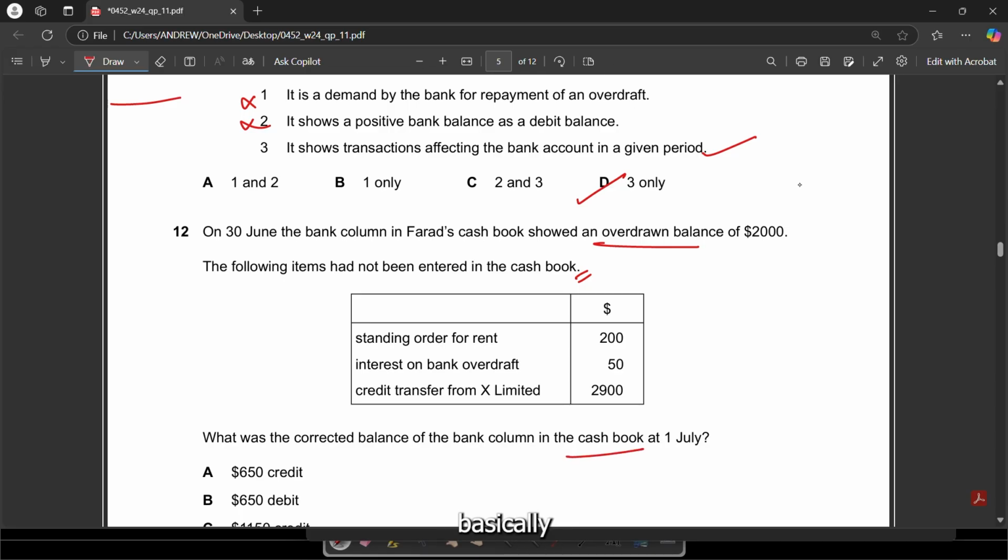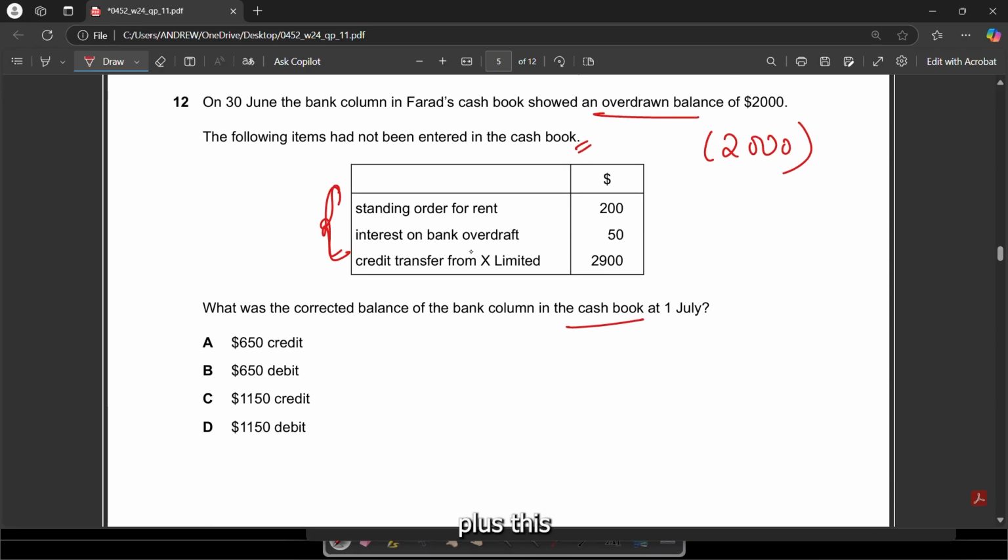All right, so basically this was an incorrect balance, or the balance before the errors have been recorded. So we have to just take this balance. Always remember, the cash book has an overdrawn balance, meaning there is an overdraft balance. So your bank balance was 2000 negative. Now in these items you need to add or subtract.